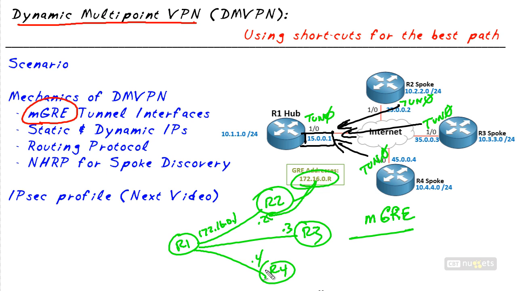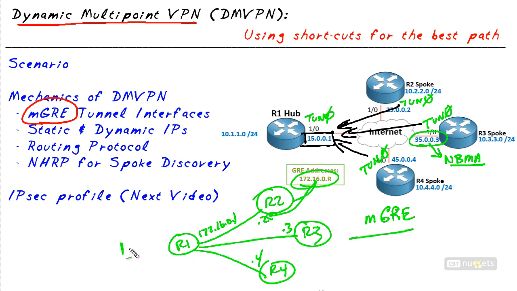And the magic is when R3 checks in with R1, it's going to report in and say, okay, my tunnel address is 172.16.0.3 and my current interface address is 35.0.0.3. And that interface address is often referred to as the NBMA address, the non-broadcast multiple access address. And that's the one that R3 could have gotten through DHCP or point-to-point protocol over Ethernet, or whatever method the service provider is using to dynamically assign that IP address. So when R2 and R3 and R4 check in, now R1 knows the whole picture.